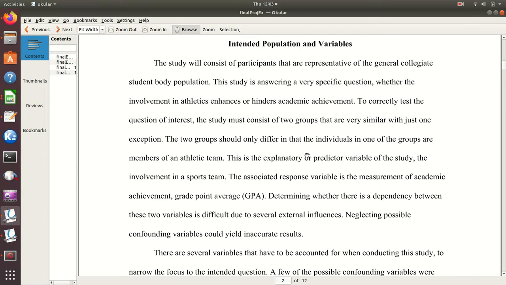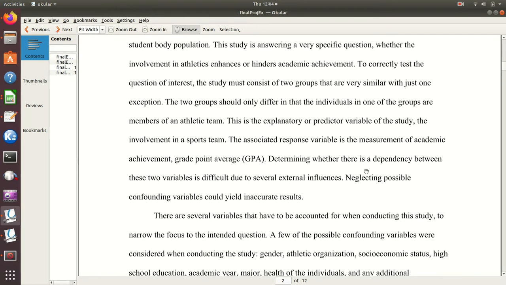Okay. So here they only differ whether they're athletic team or not. This is the explanatory or predictor variable of the study, involvement in a sports team. Then the associated response variable. Now I probably wouldn't use the word associated, but I would just say the response variable is the measurement of academic achievement, grade point average. Determining whether there is a dependency between these two variables is difficult due to several external influences. Okay, so those other influences, the confounding variables.